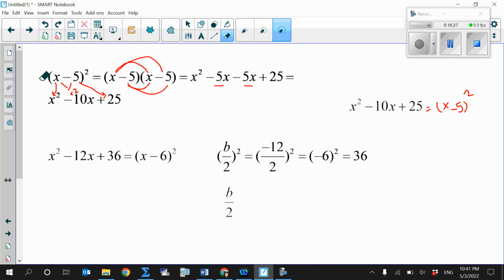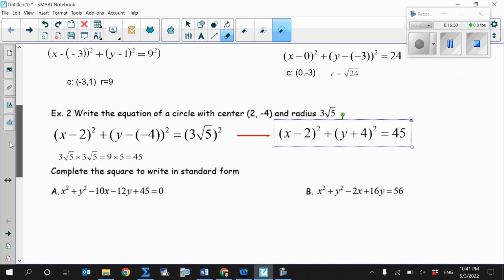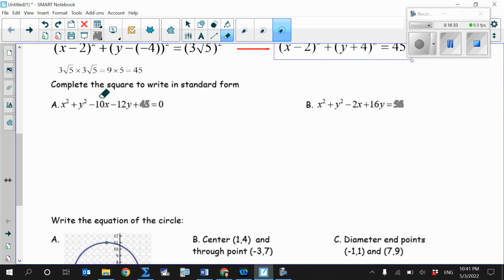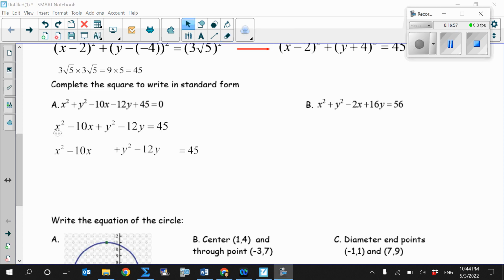Now, let's go back to the practice that we had here. We want to complete this square that we have here. Let's see how we do that. The first thing you need to do is switch the terms in a way that all the x's are together and all the y's are together, and the numbers, put them on the right side. So this will be the new form of this equation: x squared minus 10x plus y squared minus 12y. You see, the x terms are together and the y terms are together. And the numbers, we move to the other side.